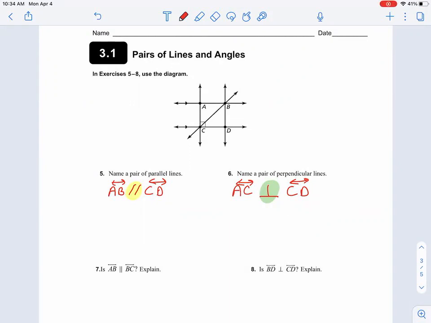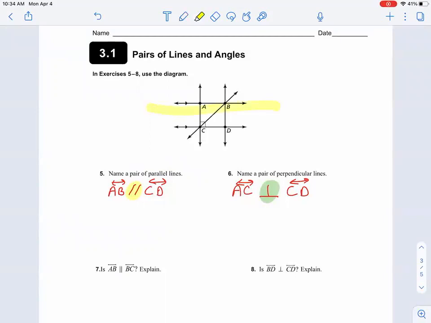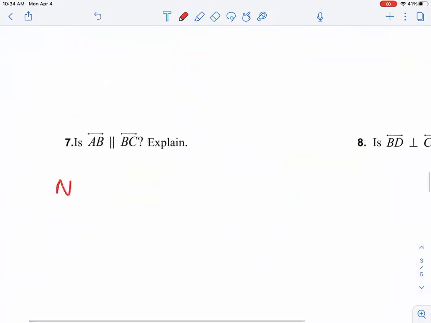All right, so is AB parallel to BC? So is AB, which is this guy, parallel to this guy? No, because they intersect.